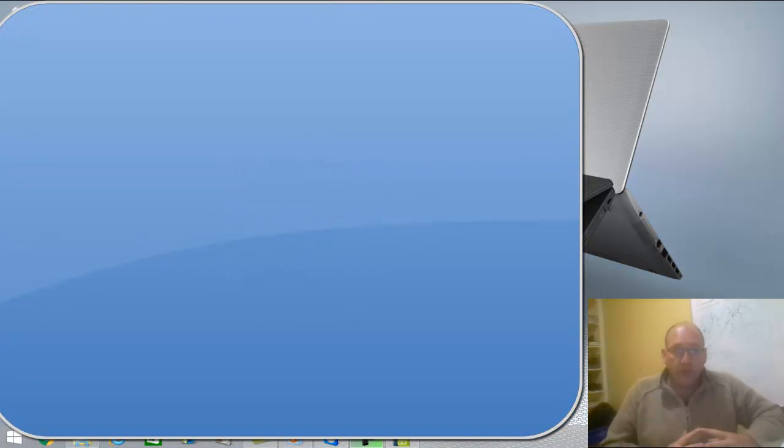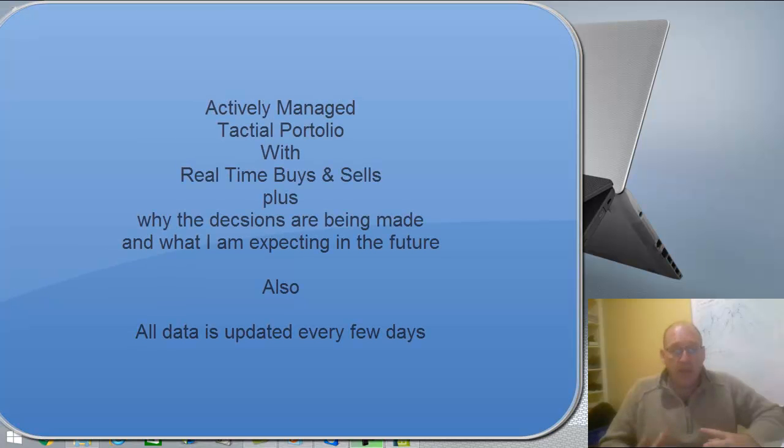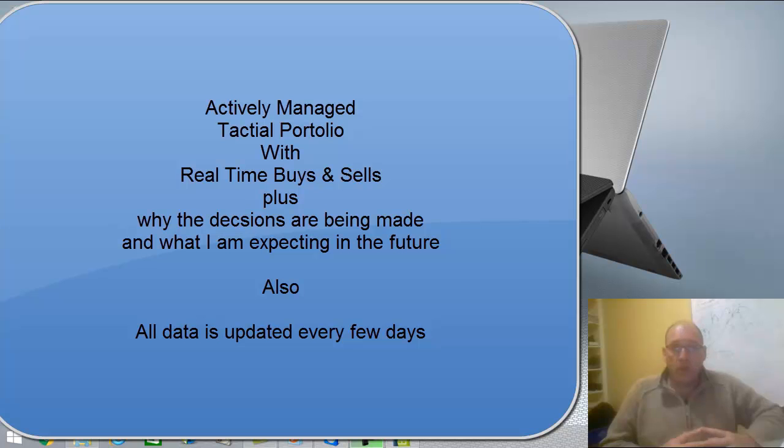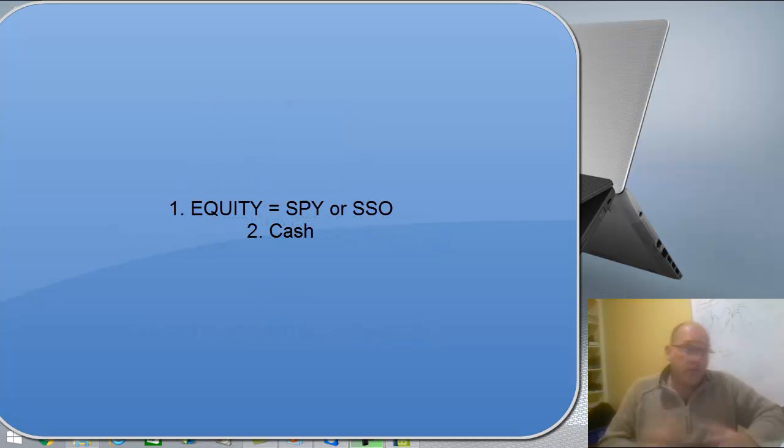The cornerstone of the Flex Program is an actively managed tactical allocation portfolio in which investors are able to see all real-time buys and sells and the rationale behind them, along with the tracked performance of the portfolio. The portfolio consists of only two components: an equity component, for which we will use an active broad-based ETF like SPDRs or SSOs, and a cash component.